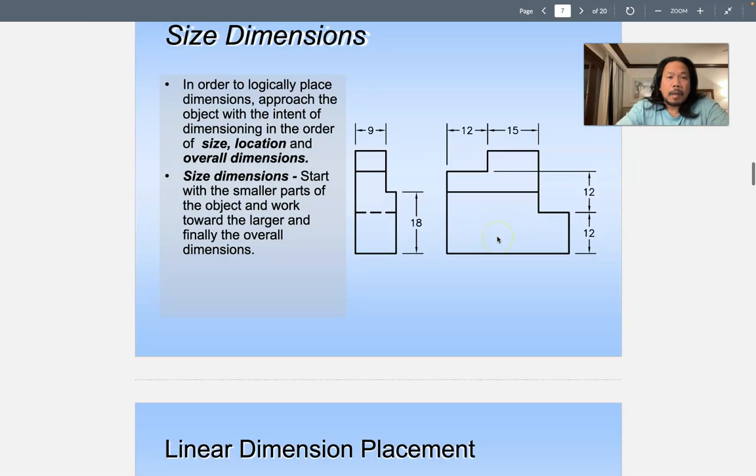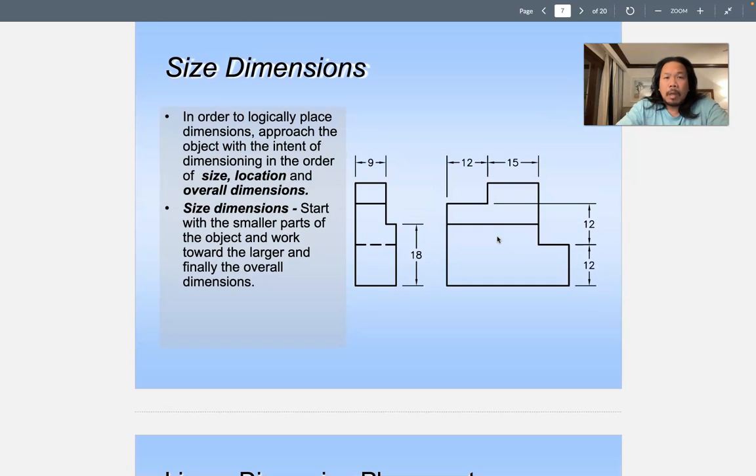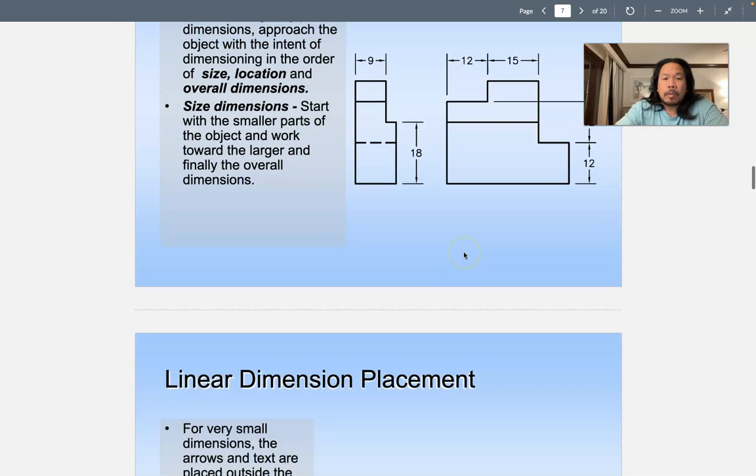And then next, size dimension. In order to logically place dimensions, approach the object with the intent of dimensioning in the order of size, which means try to dimension the smallest part first before you go with the overall dimension. Okay, so here's a part, 12, 15. After I'm done with that, I'm going to do an overall dimension of the entire thing, which is the largest dimension, and so that would be on the outermost level of dimensions.